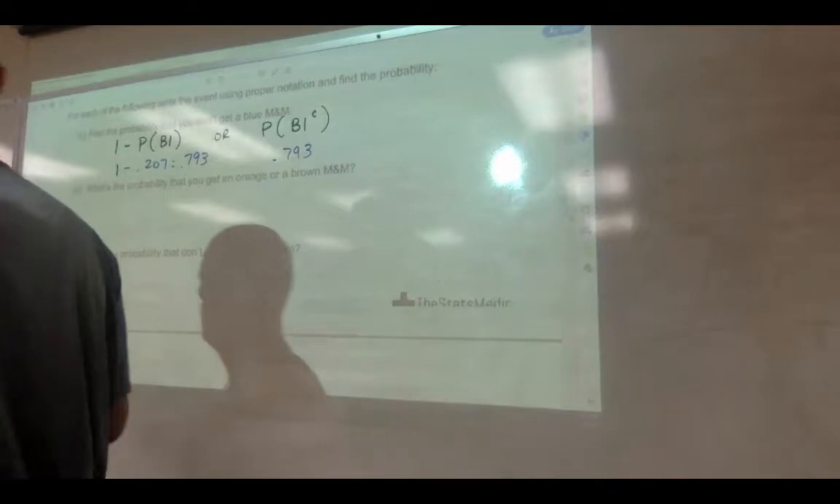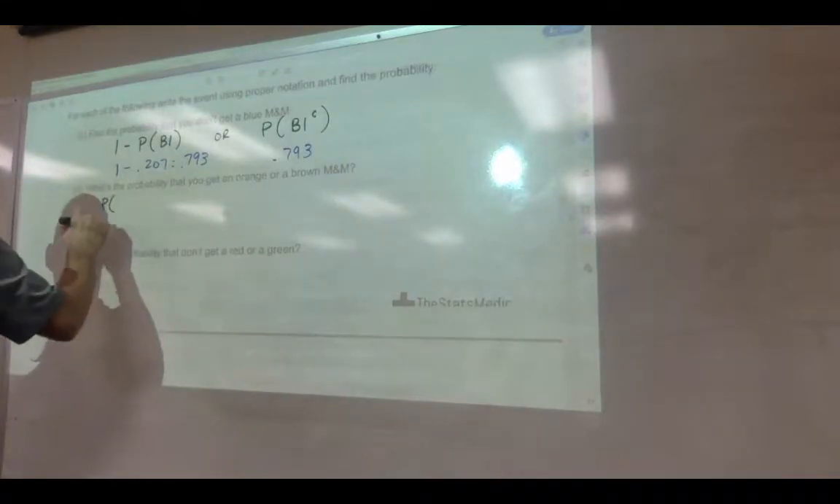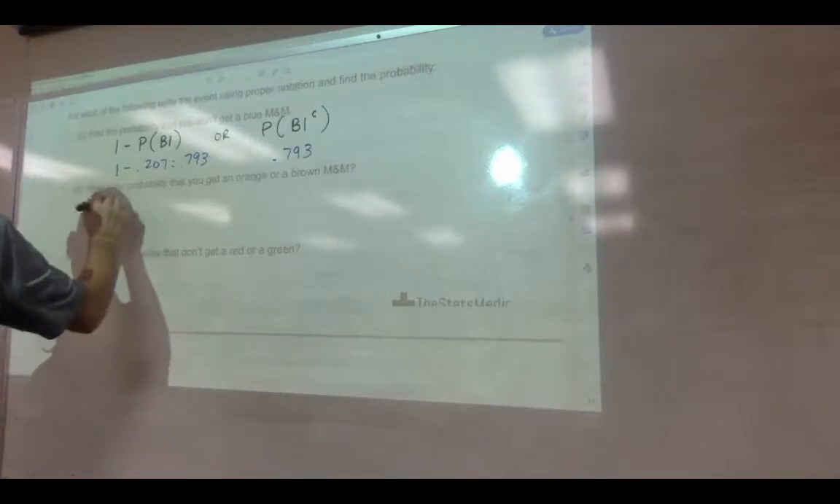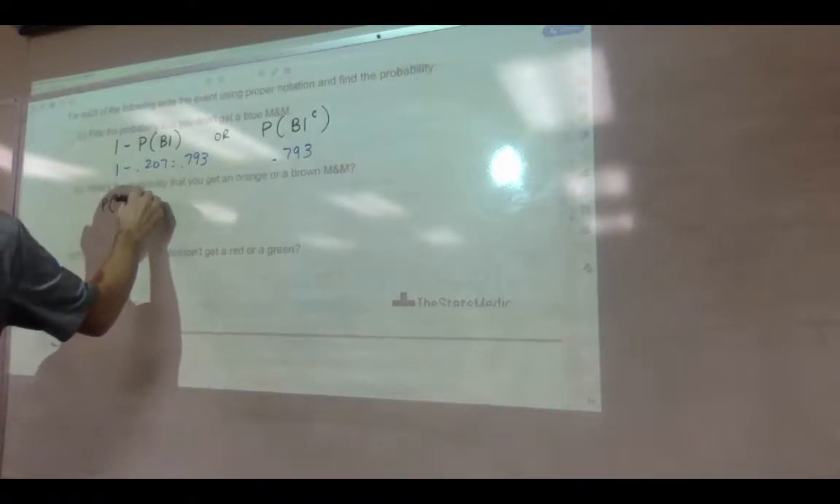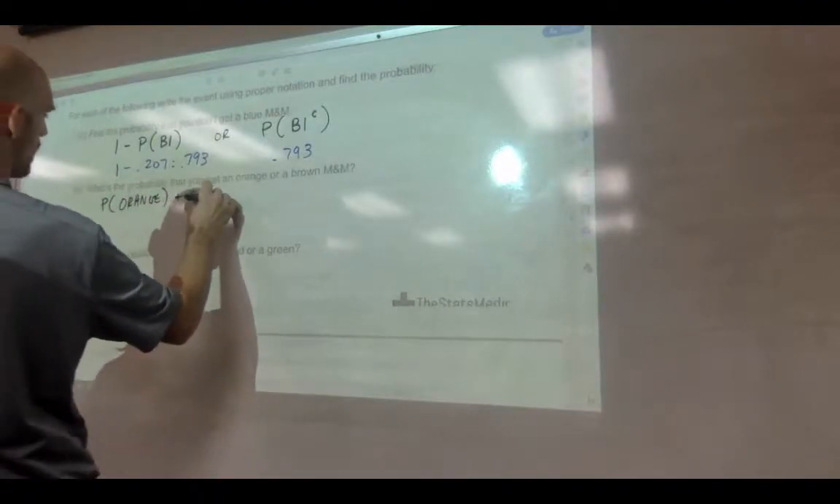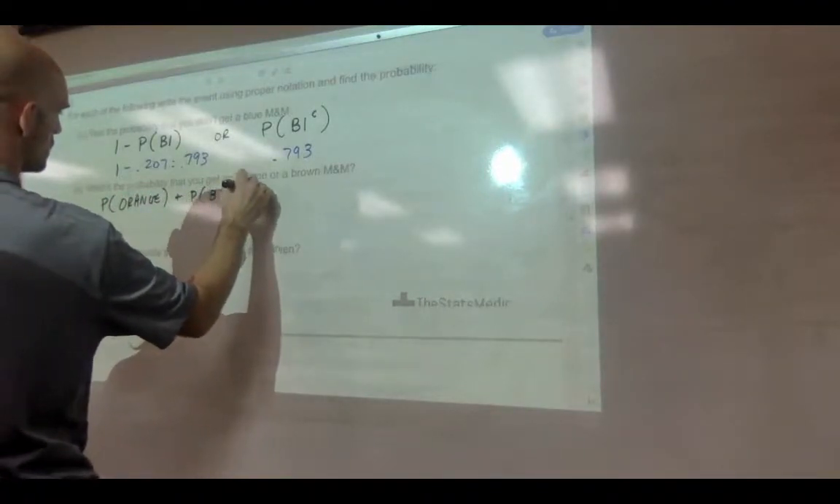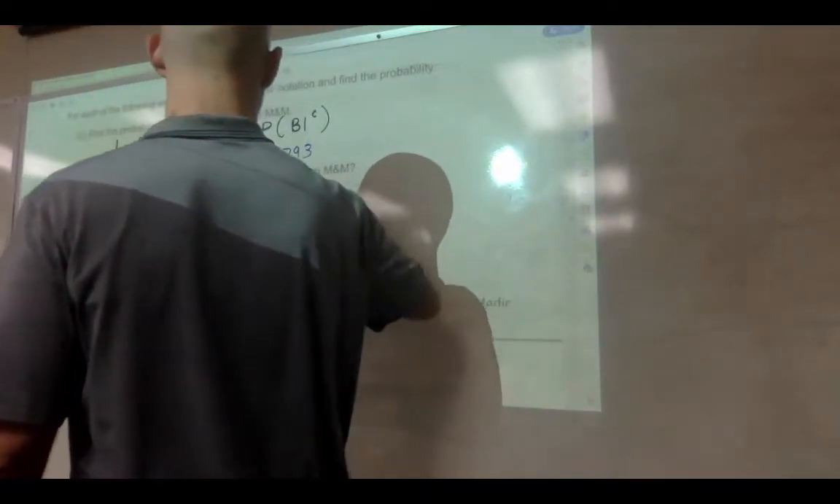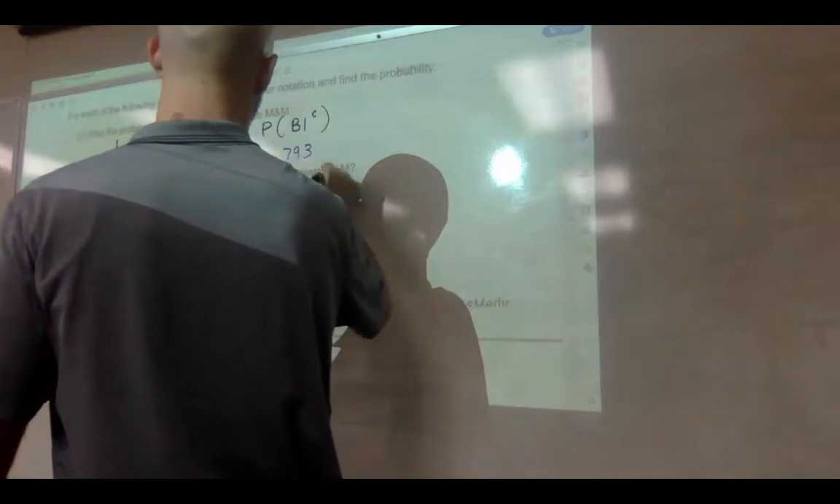How would you write this? P of parentheses, OR, one union. P of orange plus P of brown. What else could you write? One minus P of orange plus brown.